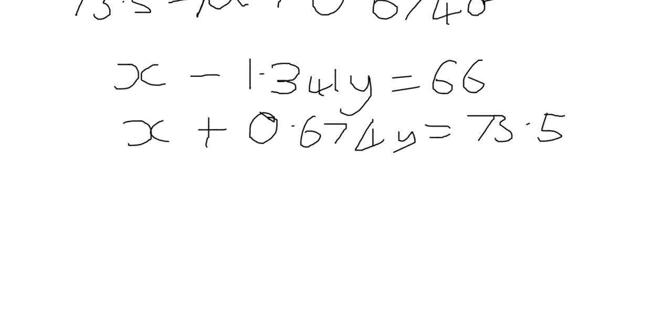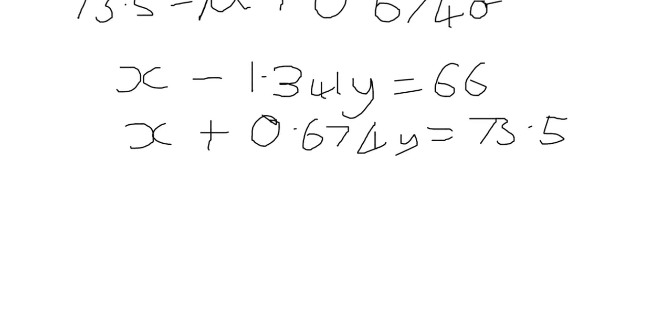Now I could solve it manually. I could go through the algebra of doing that, but I think at this point it's probably just better to bang it in the calculator. So I'm going to go into equations, and then I'm going to go simultaneous equation, which is F1. There are two unknowns, and then I just put the numbers in. I see there's 1x, negative 1.341 y's, and 66. Then I've got 1x and 0.674 y's equals 73.5.